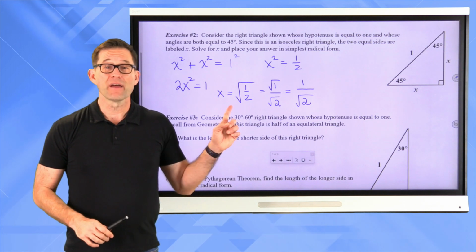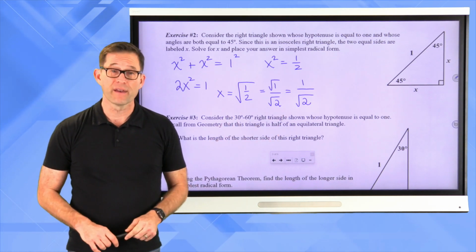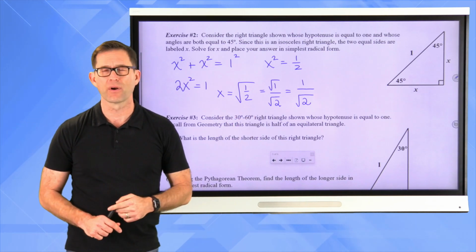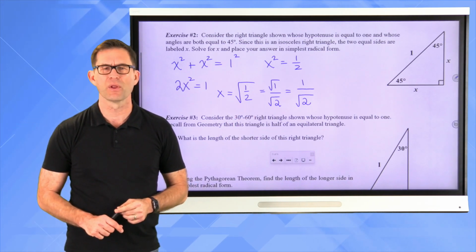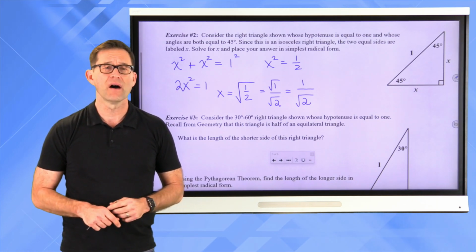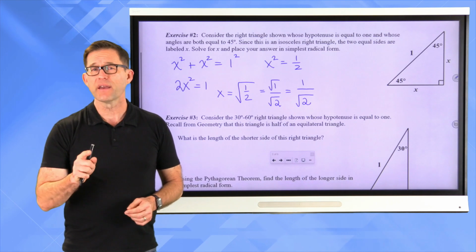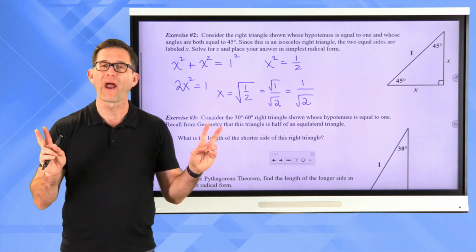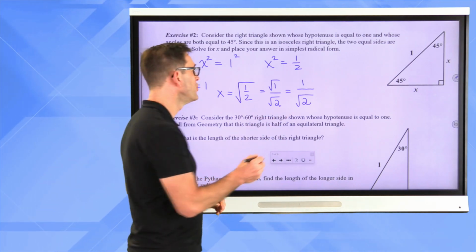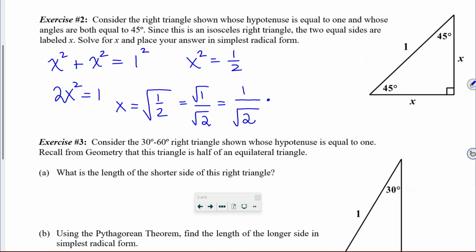Now, I wish you could leave it like that, but yet again, you probably can't leave it like that because there's a radical in the denominator, and we don't like that for some inexplicable reason that we're not going to go into right now. Now, back in both geometry and in Algebra 1, you learned how to do something called rationalizing the denominator. That means getting rid of the square root of 2 there. Historically speaking, we don't like square roots in the denominator.